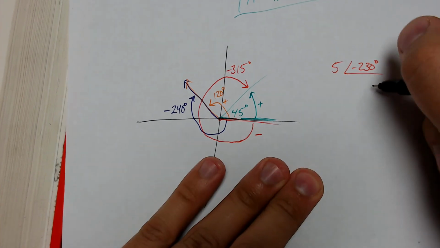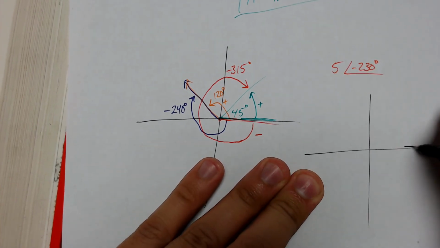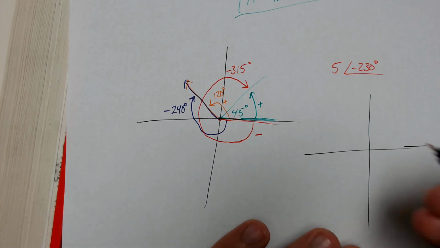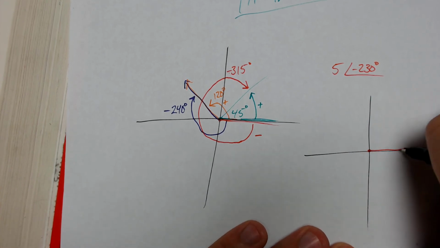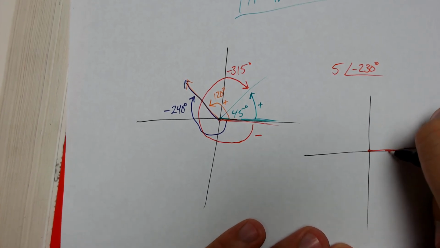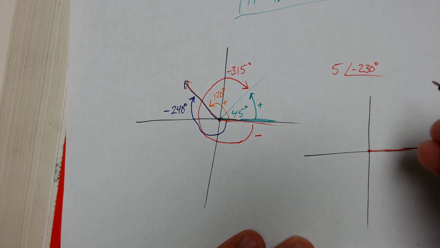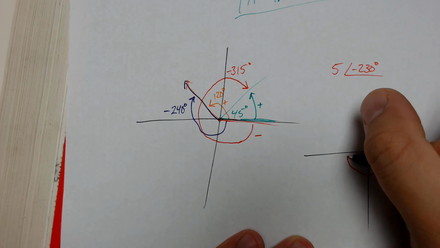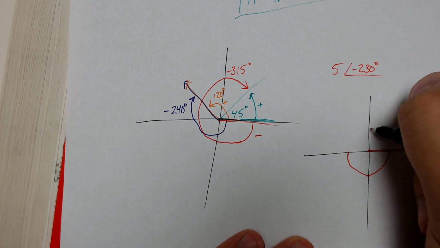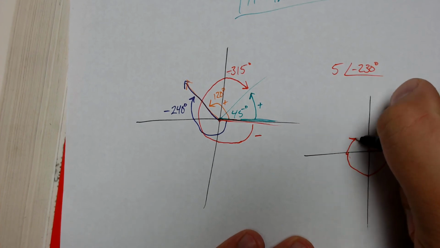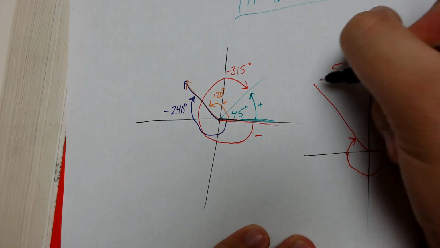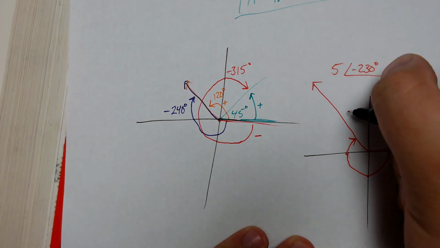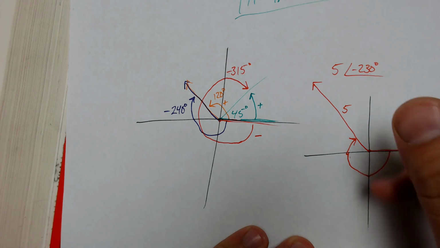We have our coordinate plane. And we're going to start from the origin, and then we're going to go in the negative direction. And to get up to 230, we'll just count by 90 degrees. So this is negative 90, this is negative 180, this is going to be negative 270, so negative 230 is going to be somewhere in this second quadrant, and it's going to have a length of 5.